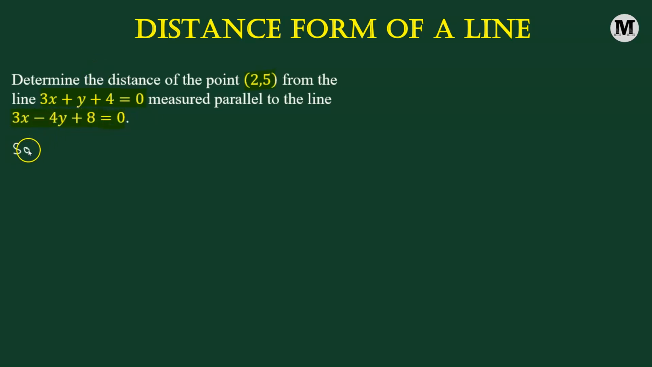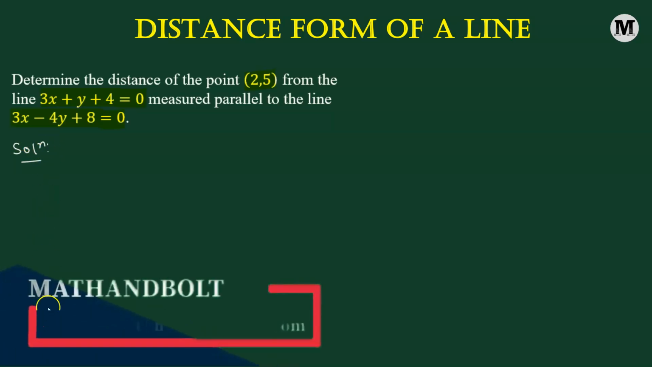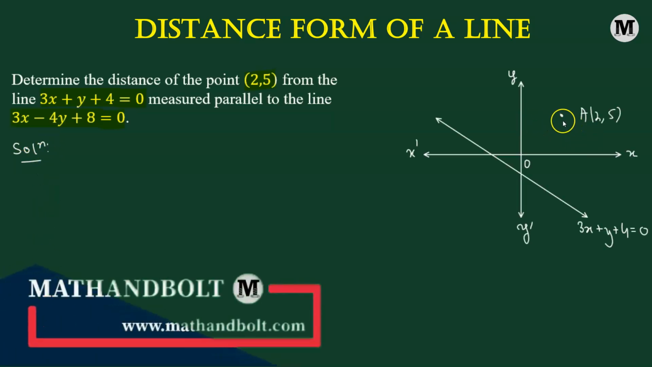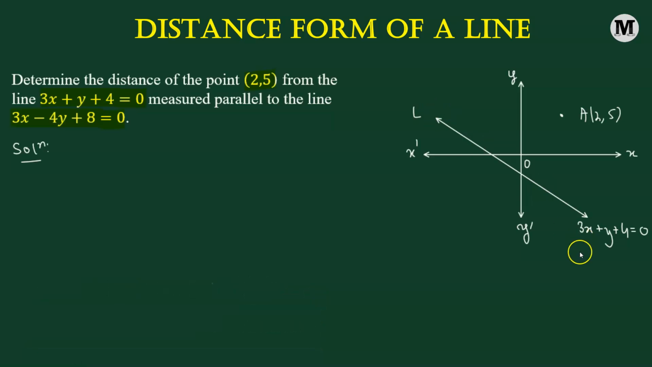Okay, let us begin. First, we'll try to understand the problem graphically. Here we have the point A with coordinates (2, 5). We have the straight line, let's call it the line L, whose equation is given as 3x + y + 4 = 0. Our goal is to determine the distance of this point from the line L, with a condition: when we measure it, we join point A to the line L, meeting it at point B. So we get the line segment AB.